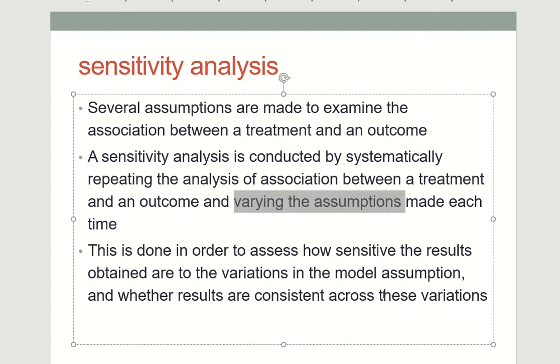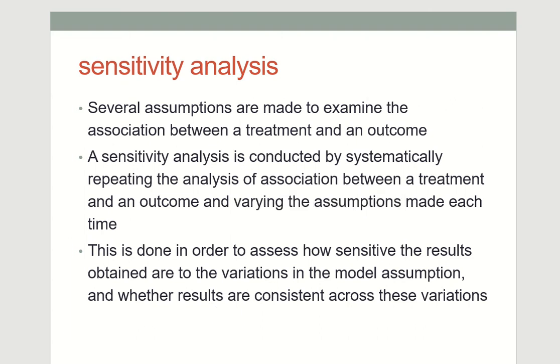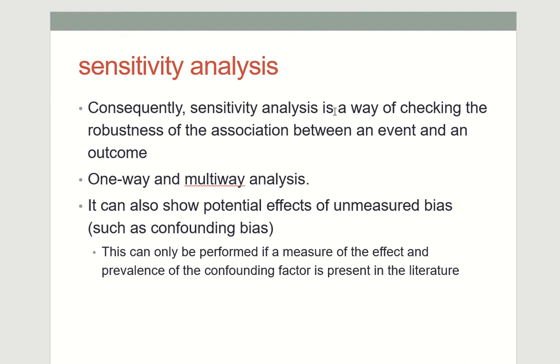You're making a certain assumption, and every time you're playing with this assumption. This is done in order to assess how sensitive the results obtained are to the variation in the model assumption and whether results are consistent across these variations. Consequently, sensitivity analysis is a way of checking the robustness of the association between an event and an outcome. One-way and multi-way analysis can be done. It can also show the potential effect of unmeasured bias, such as confounding. This can only be performed if measures of the effect and prevalence of confounding are available in the literature.